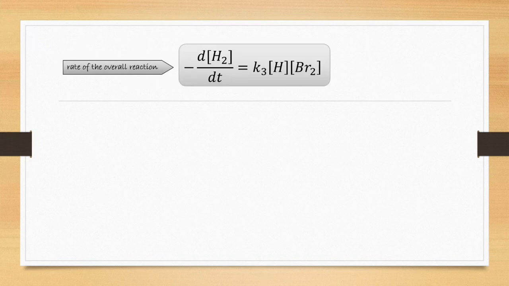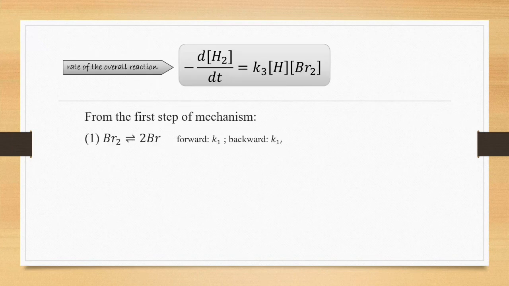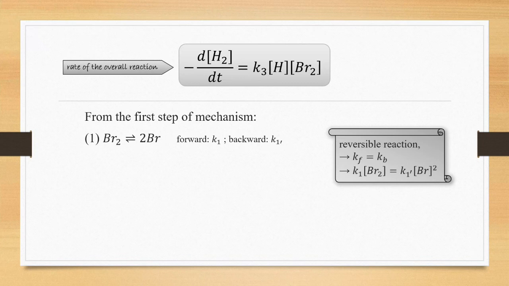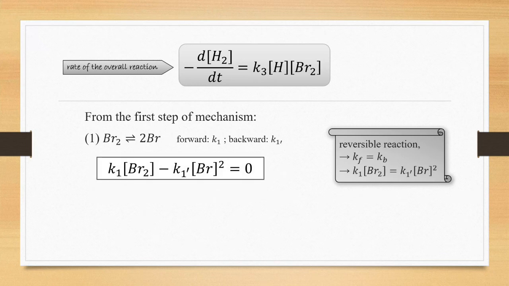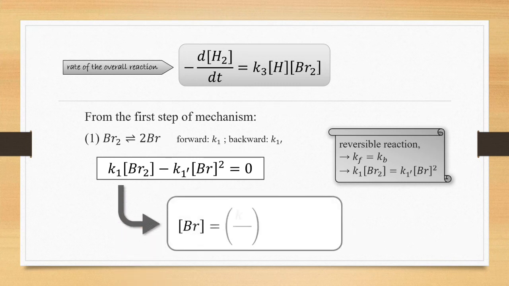From the first step of the mechanism, the reversible reaction, the rate forward is equal to the rate backward. So Kf is equal to Kb, where K1 Br2 equals K1 prime Br power 2. So K1 Br2 minus K1 prime Br power 2 equals 0. And now we get the expression for Br, where Br equals K1 over K1 prime power 1 over 2 times Br2 power 1 over 2.